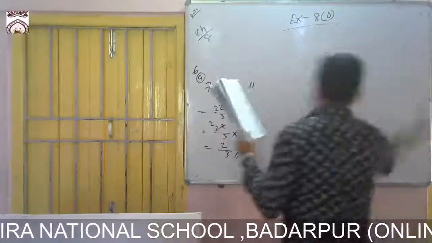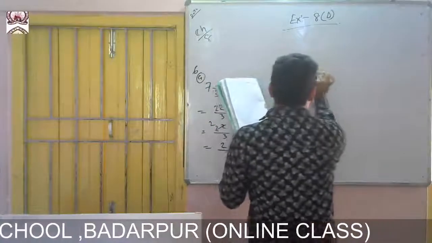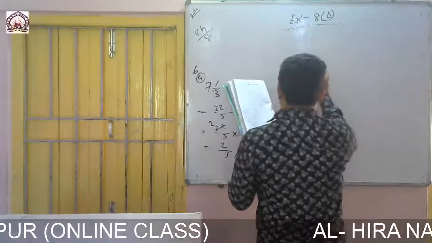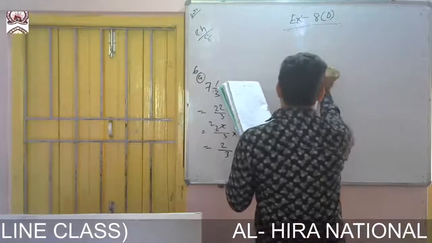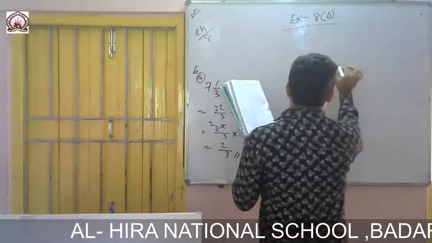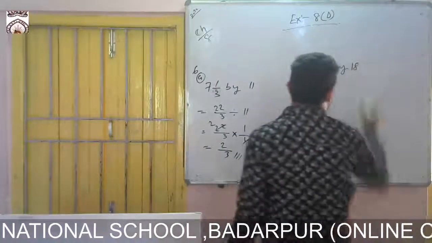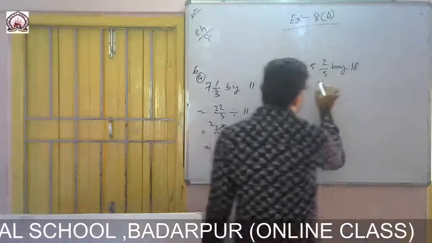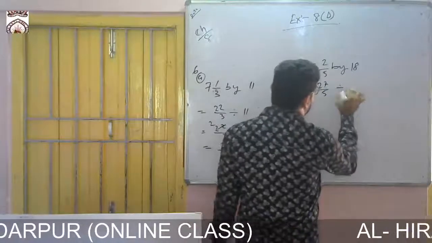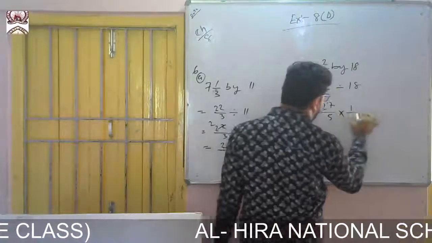So question number B, what is there? Number 7: 5, 2 by 5, then divided by 18. 5 5s are 25, 26, 27. So 27 by 5 divided by 18. So it will be 27 by 5 into 1 by 18.